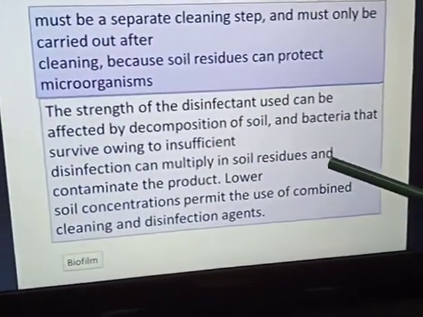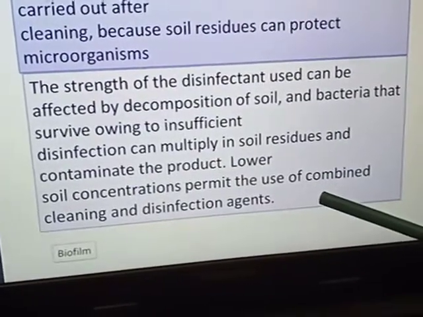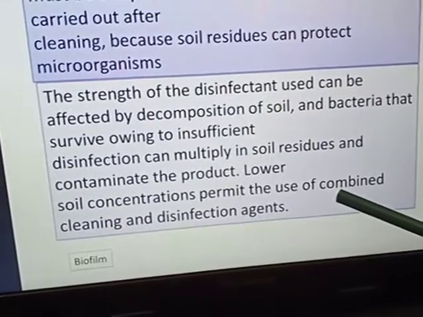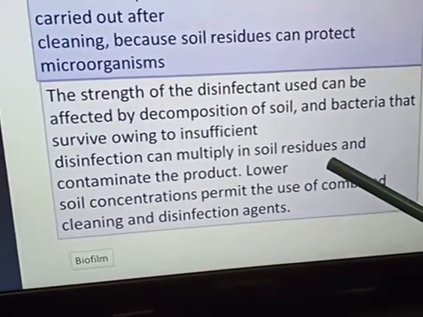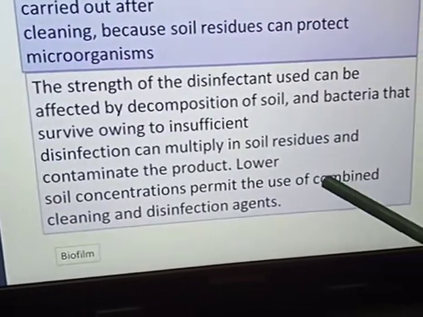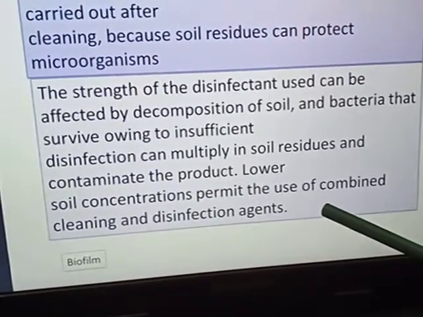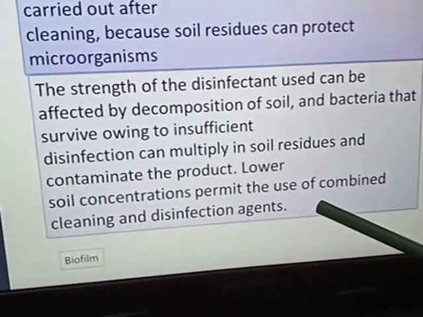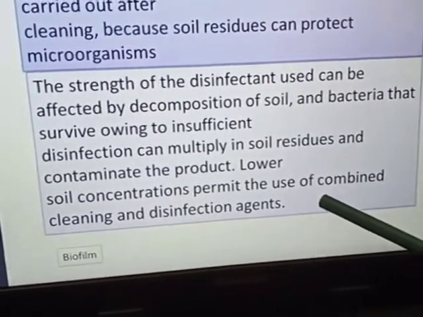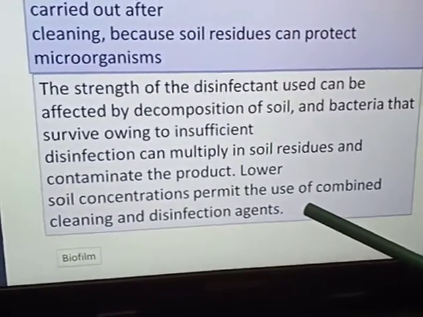The strength of the disinfectant can be affected by the decomposition of soil, and bacteria that survive owing to insufficient disinfection can multiply in soil residues and contaminate the product. Lower soil concentrations permit the use of combined cleaning and disinfection agents. Yes, you can combine cleaning and disinfection agents, but only for low soil concentrations.